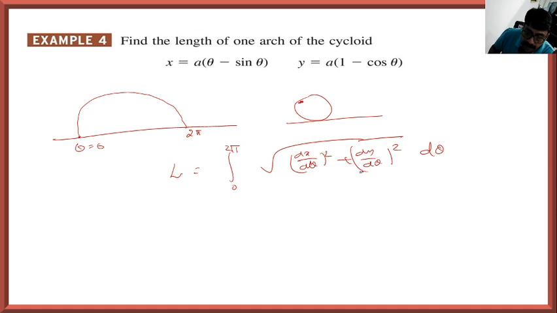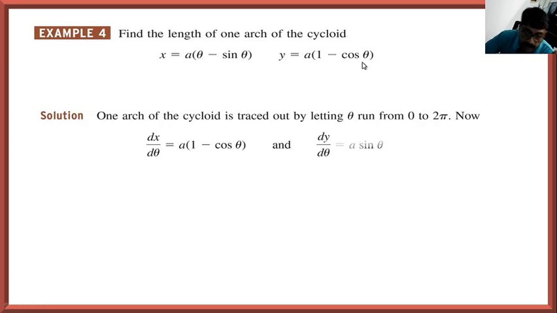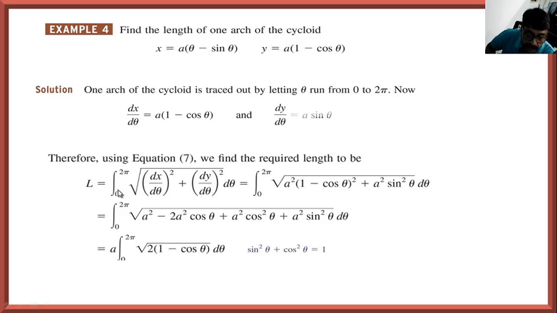Then you have to find dx by d theta and dy by d theta from the given parametric functions x equal to a into theta minus sin theta, y equal to a into 1 minus cos theta. Just take the derivative. We have dx by d theta, you can write as a into 1 minus cos theta, and dy by d theta is equal to a sin theta by differentiating with respect to theta. Then substituting this in the formula, we get the length is integral 0 to 2 pi, square root of a into 1 minus cos theta the whole square plus a sin theta whole square.